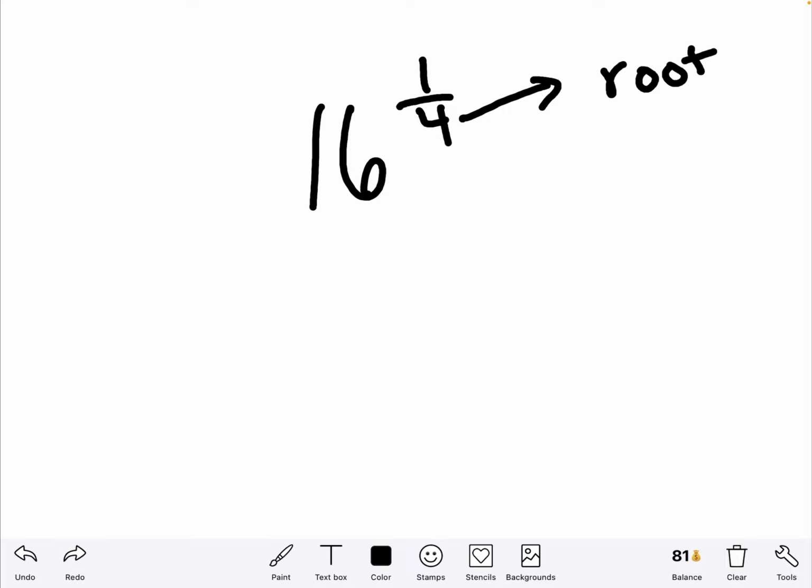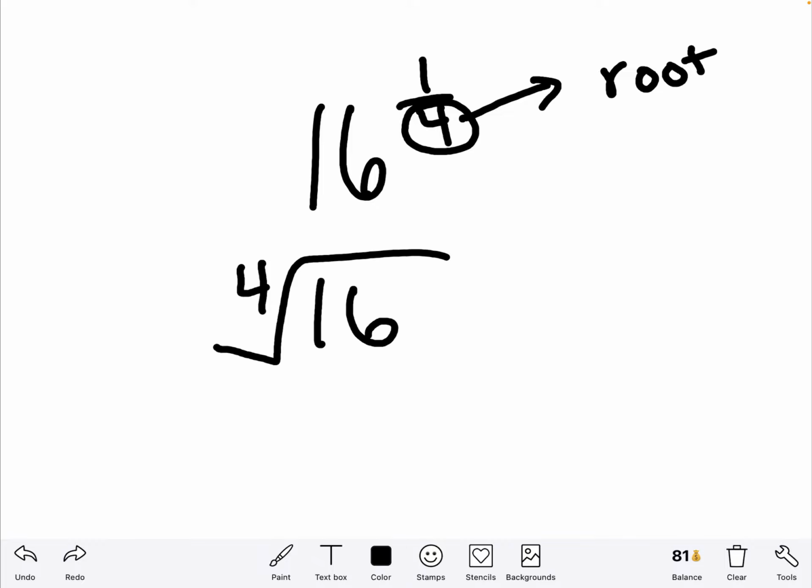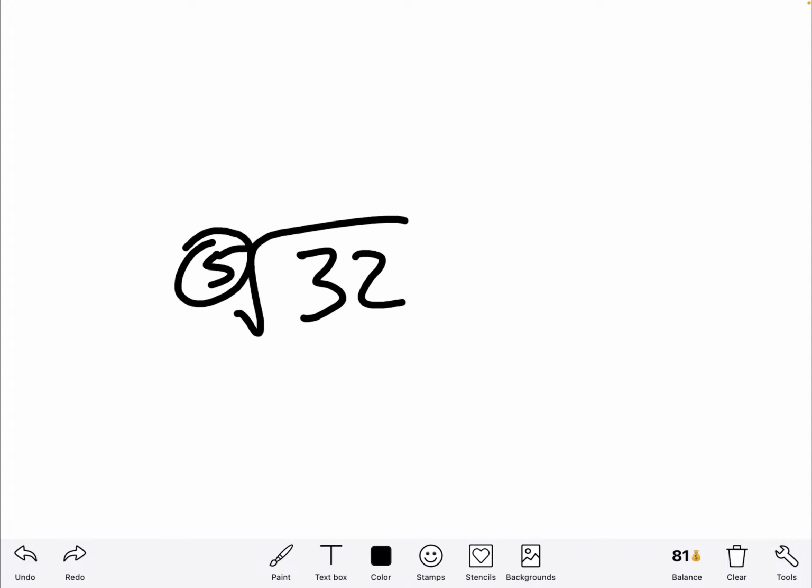And then we have another one, 16^(1/4). All right, this denominator is telling us what our root is. So our root is going to be 4. So the fourth root of 16, that's how you write that. And if we were given the opposite, we can look at this and say, well, this is going to be our denominator. This is going to be our number. So we'd have 32^(1/5), if that makes sense. So there's that for you.